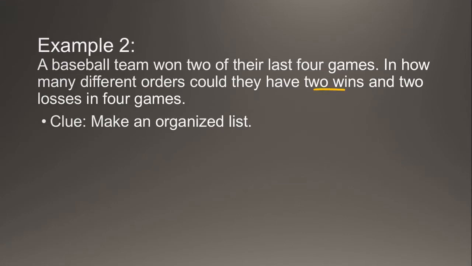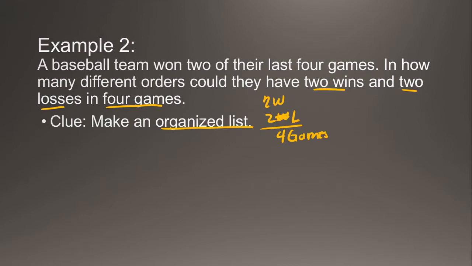Example 2. A baseball team won 2 of their last 4 games. In how many different orders could they have 2 wins and 2 losses in 4 games? So according to Polya's step, first is we need to understand the problem. So nakaduaog sila kaduha, napili sad sila kaduha. So unsa kuno ang ato? Pila kuno ang possible na arrangement sa ilahang duha ka daog ug duha ka pildi.